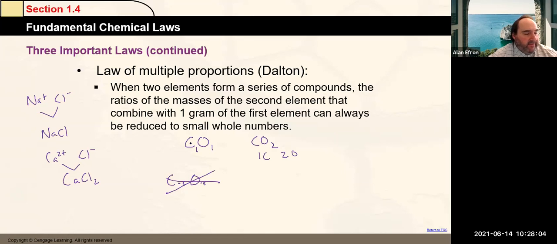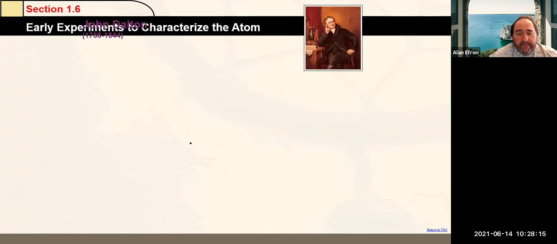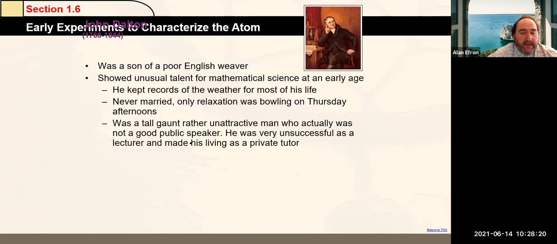Now we're going to get into some of the experiments that led to an understanding of the modern atom and how we get to the modern structure of the atom. A lot of experiments were done, but early on, a guy by the name of John Dalton, this picture of him right there.